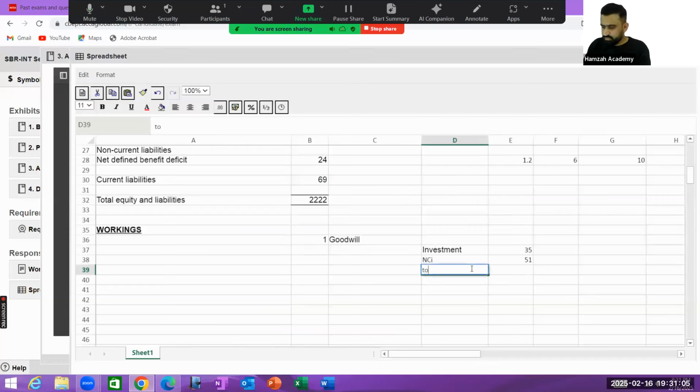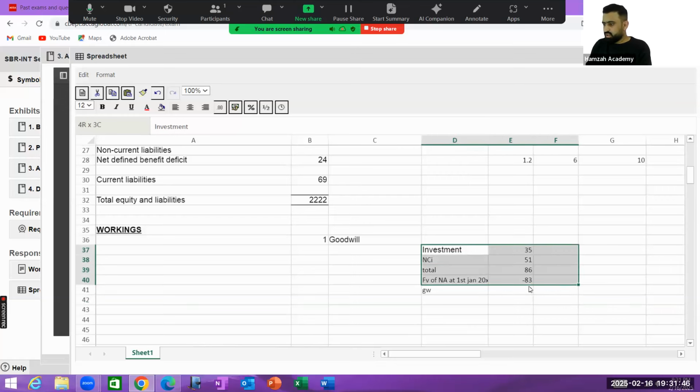So the total is equal to the sum: 35 plus 51, 86, and less the fair value of net asset at 1st January 20X7, and that is 83. So the goodwill at the date of acquisition is basically 3. 3 is the value of the goodwill.